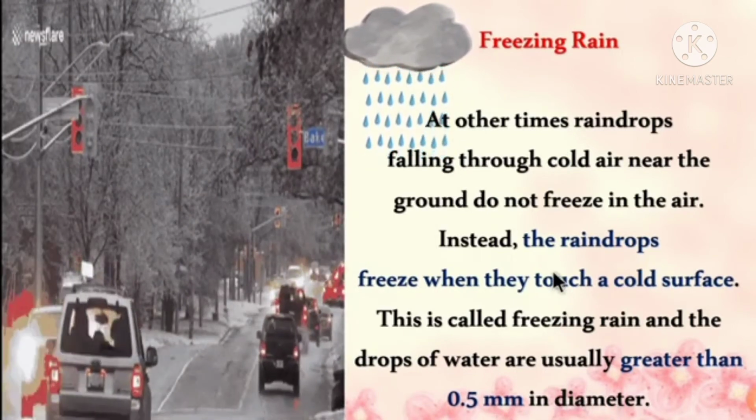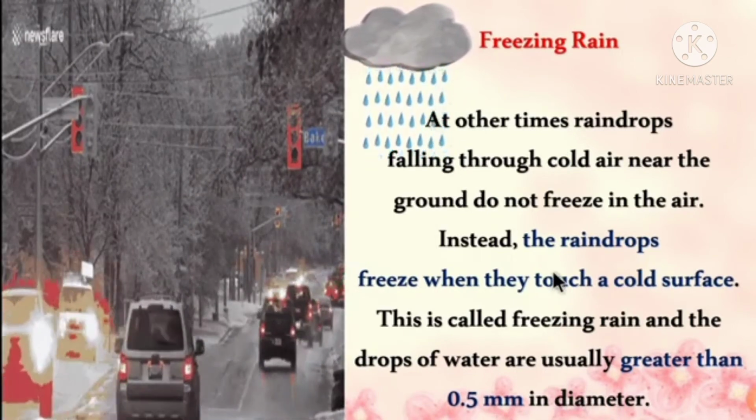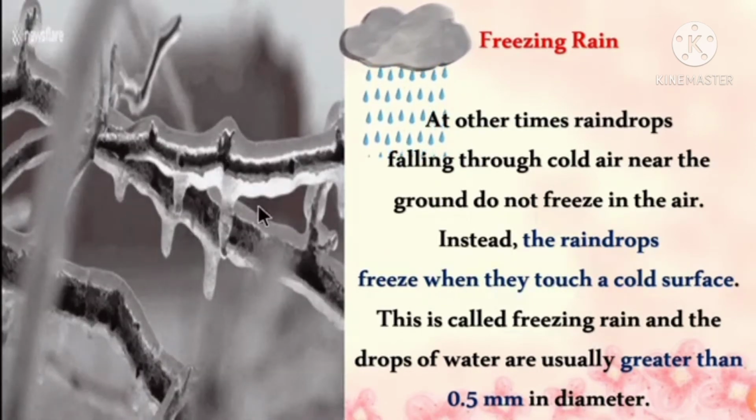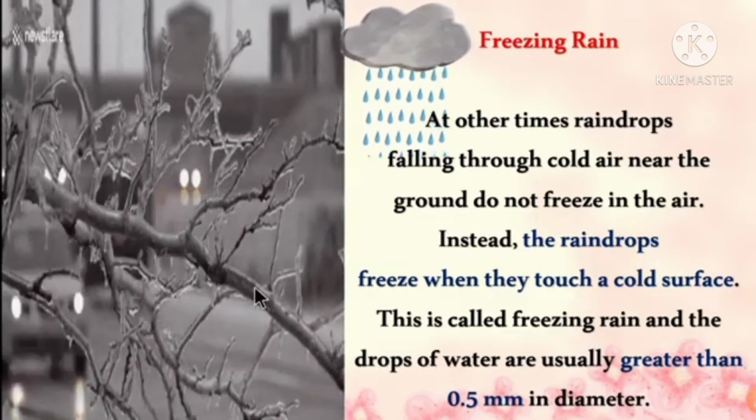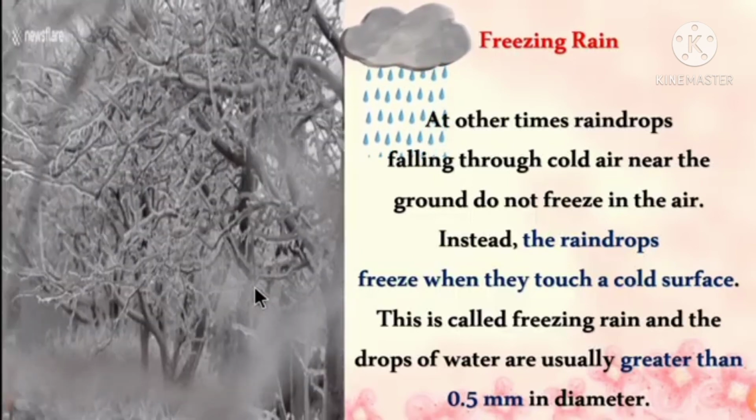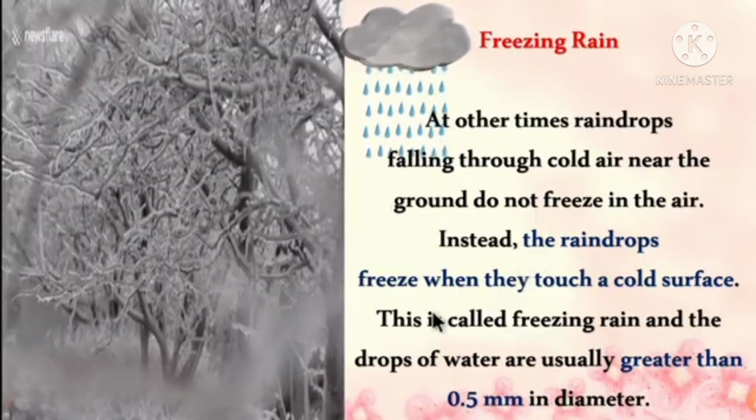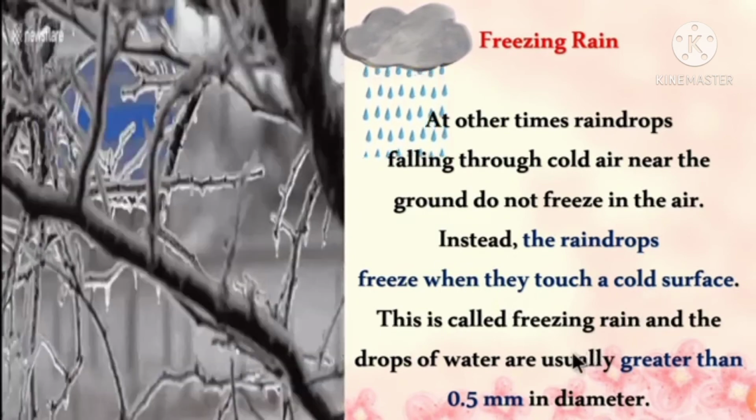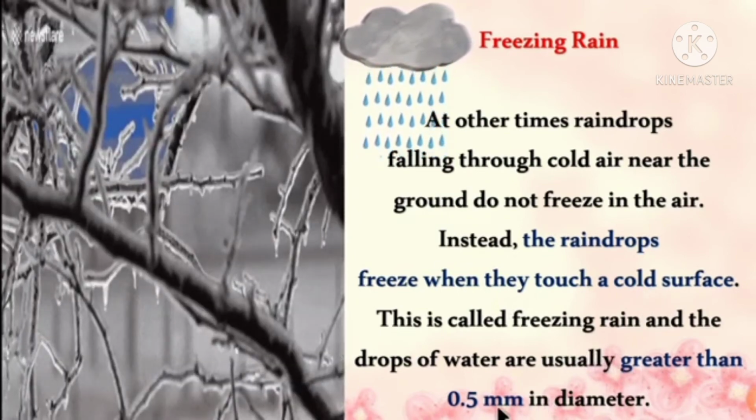So, children, freezing rain means the rain will not come as ice drops, but when it comes in contact with a cold surface or an object, it freezes. Instead, the raindrops freeze when they touch a cold surface.